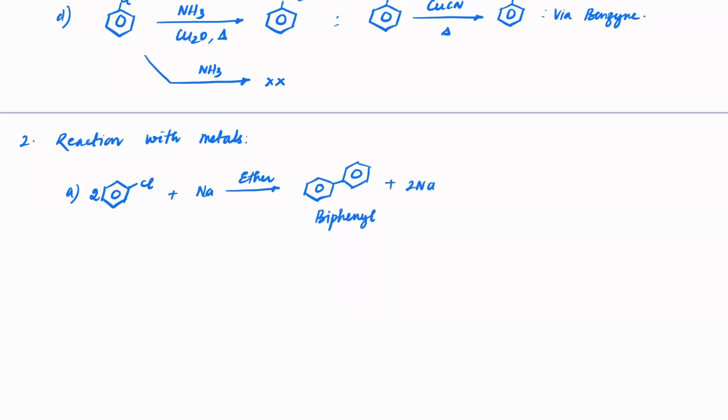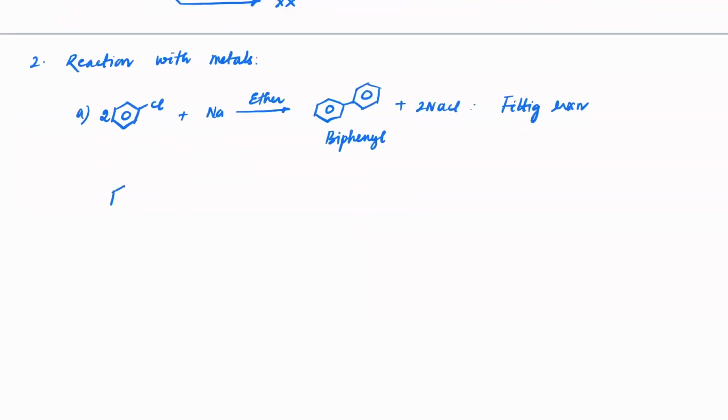What do you call this reaction? Wurtz-Fittig reaction. Wurtz-Fittig reaction, correct? In case if you have chlorobenzene with CH3Cl and that in the presence of ether, then you will get toluene plus NaCl, and we call this Wood's Fittig reaction. Wood's Fittig reaction.